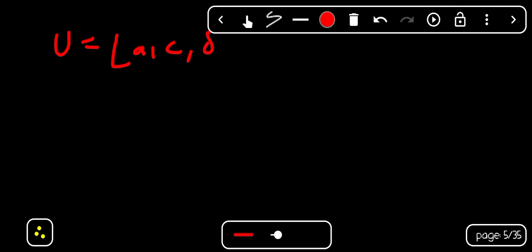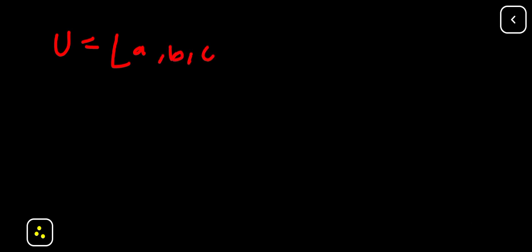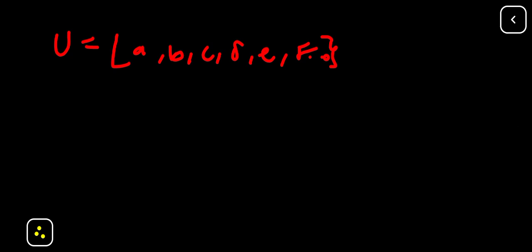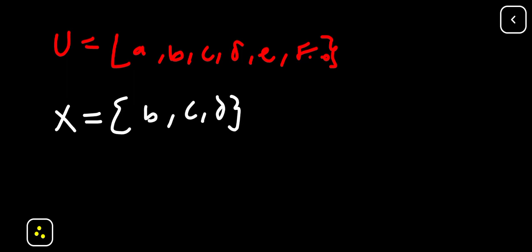No, not that. I'll do the right A, B, C up to A, B, C, D, E, F, and on like that. And they say that there's a set X having B, C, D. Now they say find X complement, or they can write it as X prime. It's the same thing. They are the same thing.